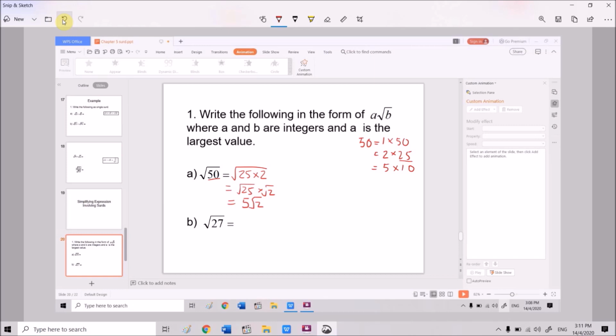We try again for 27. We try to find all the factors of 27. It can be 1 times 27. It can be 3 times 9. Here it's quite obvious that 9 is a perfect square, a square number. So we take this combination, we write 9 in front, and this equals the square root of 9 times the square root of 3. So surd 9 here becomes 3, and we have 3 surd 3.